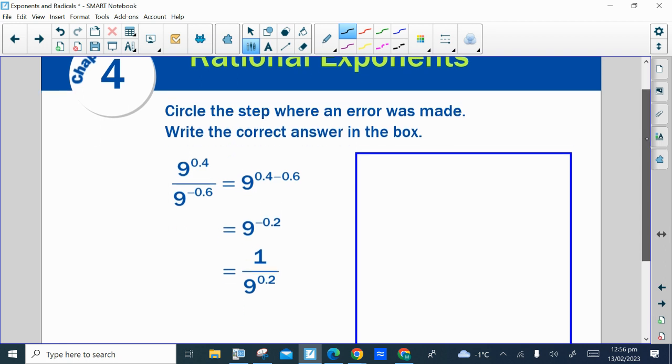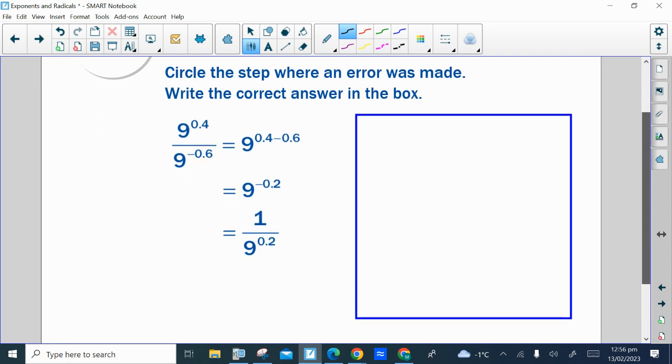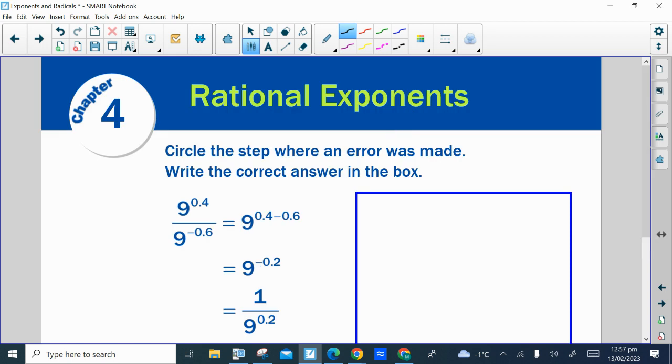All right, on the next page, there's a slide. Circle the step where an error was made. What do you think, Keen? Where was the error made? Can you see the error? Anyone see the error? Yep, Sal? Right. When you go 0.4 minus negative 0.6, a minus minus becomes a plus positive. So their mistake was in the very first step.